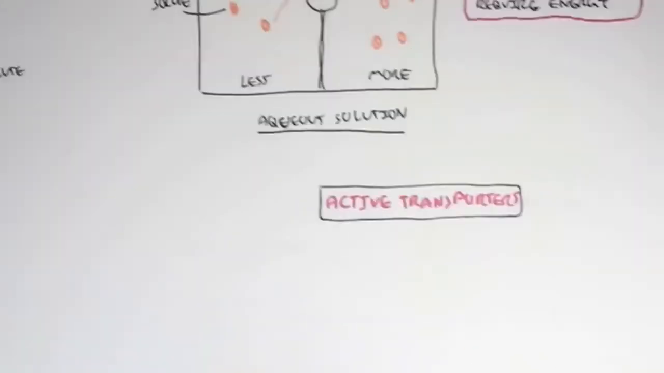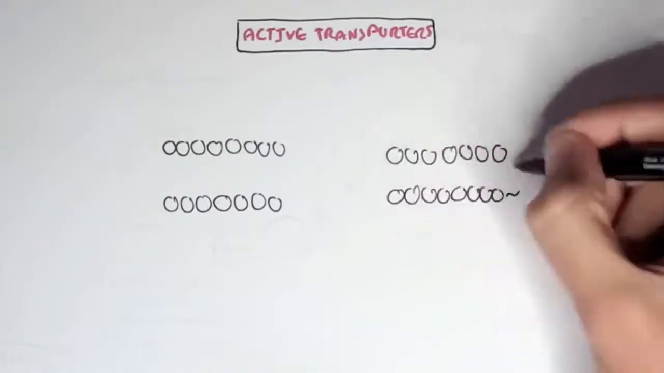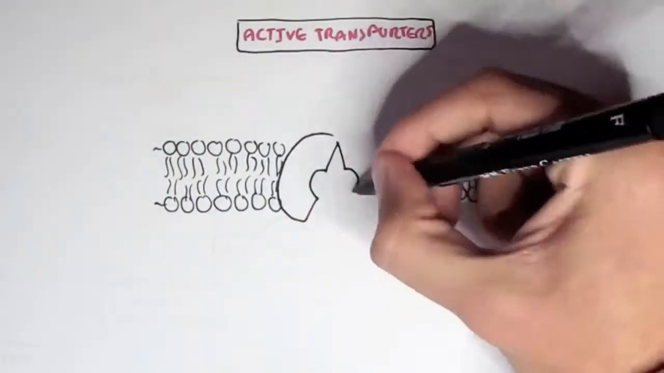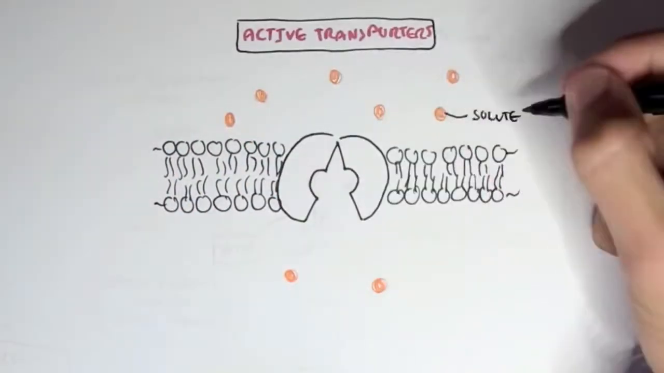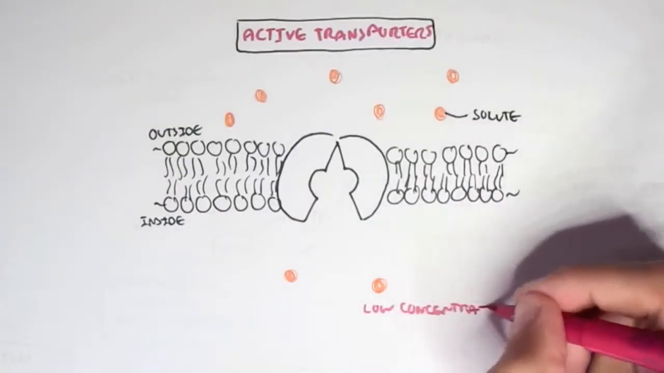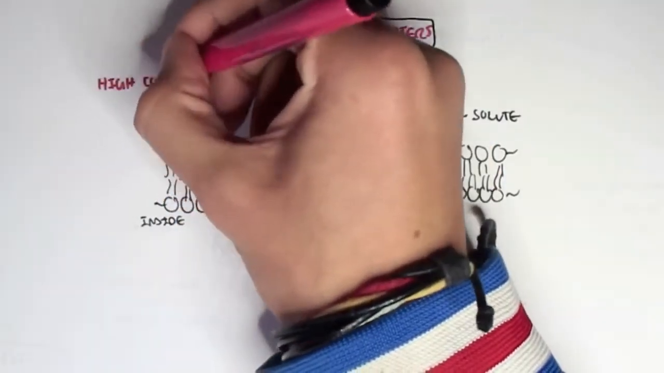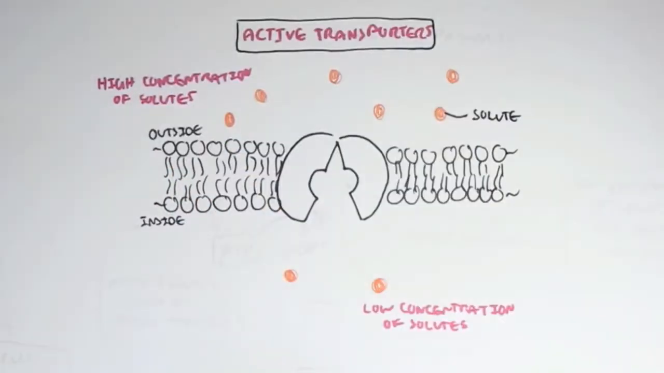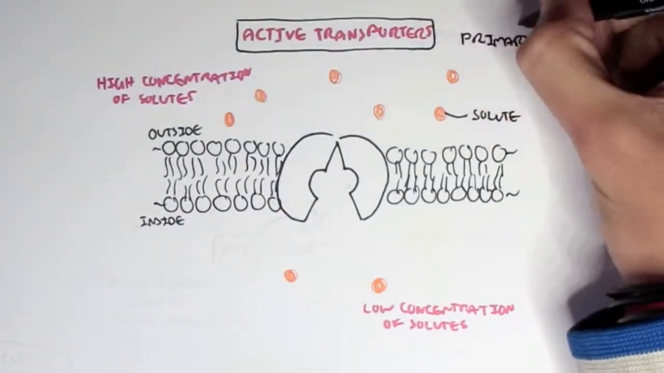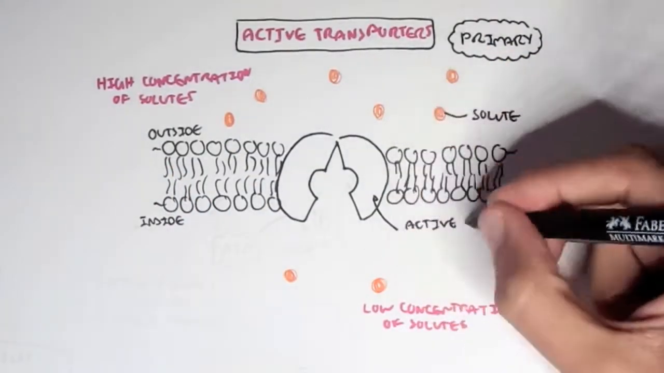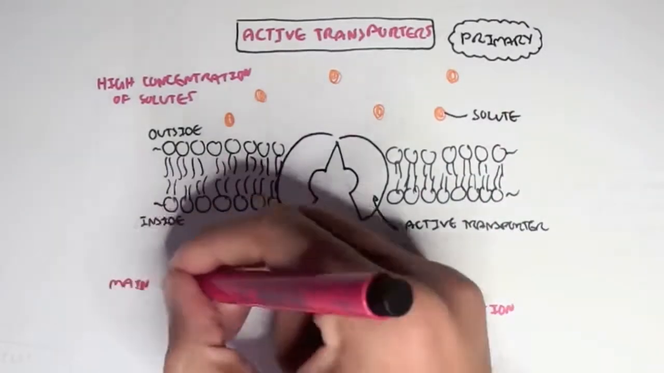Now, active transporters. Let's just look at a quick example. Here we have a lipid bilayer. Here we have an active transporter. And the solutes, as you can see, are highly concentrated on the outside of the cell compared to the inside. Now, this is an example of primary active transport, and we'll look at the difference soon. So here's a primary active transporter.